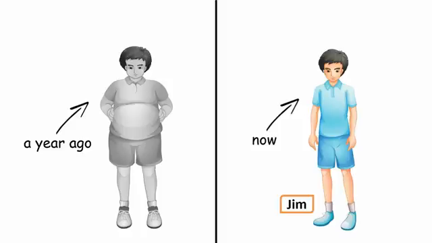He used to be fat. Did he used to be fat? Yes, he did. He used to be fat. Somebody used to be fat. Who used to be fat? Jim. Jim used to be fat. He was fat a year ago. When was he fat? Well, he was fat a year ago.